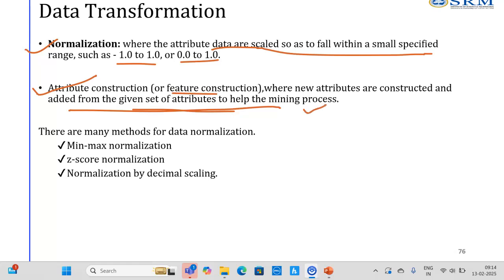Suppose you have a data set and it does not help the mining process, and something needs to be added, new attributes can be added to the data set. Constructing a new attribute and then adding it to the given set of attributes is nothing but attribute construction. When you come to the normalization methods, there are 3 important methods: Min-Max normalization, Z-score normalization and normalization by decimal scaling.